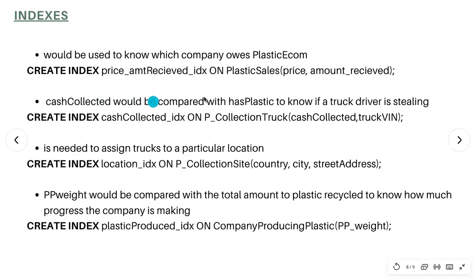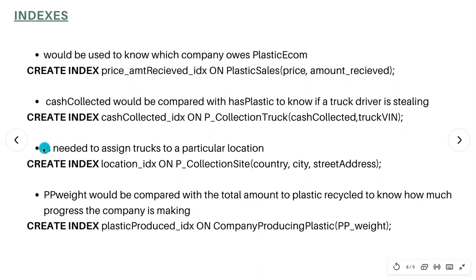And also, cash collected will be compared with house plastic to know if a truck driver is stealing. Oh, I forgot to mention a very important thing. Houses that don't have plastic, in collaboration with the government, would actually be fined a flat rate of 50 US dollars. So if cash collected is saying zero, and has plastic is saying no, then we'll know that the truck driver was being honest. So we'll have to create indexes on those things.